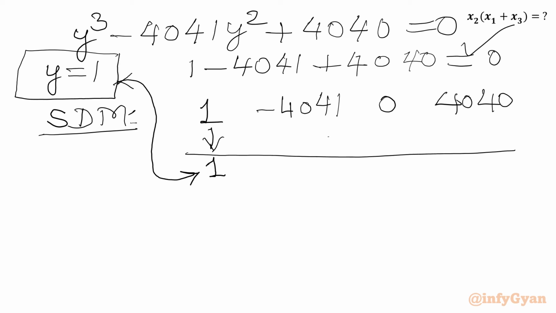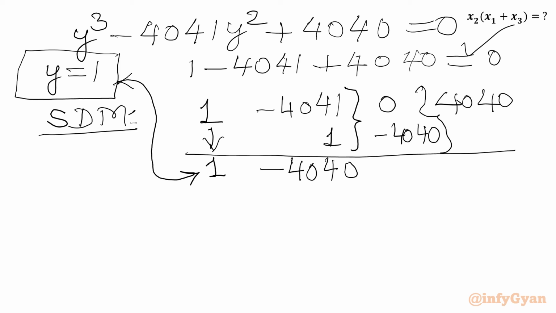So 1 times 1 is 1. We will add these two numbers and write minus 4040. Again we will multiply our base solution 1 with negative 4040. We are going to write here minus 4040. The addition of these two numbers will give us negative 4040. Again we have to multiply 1 with minus 4040. We will be getting minus 4040.